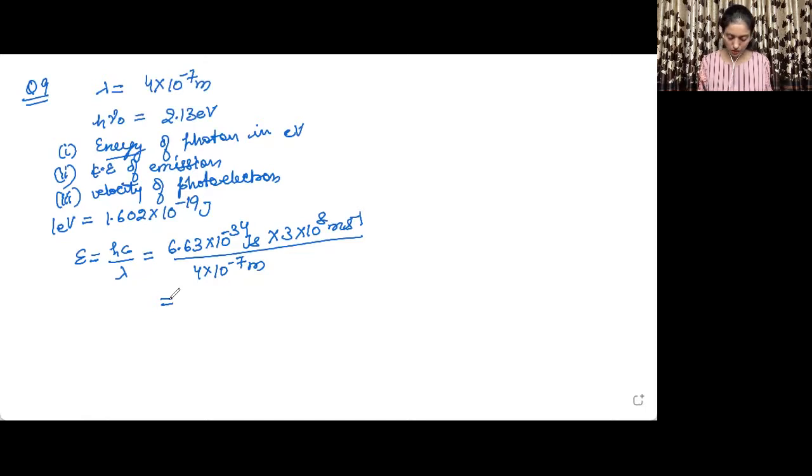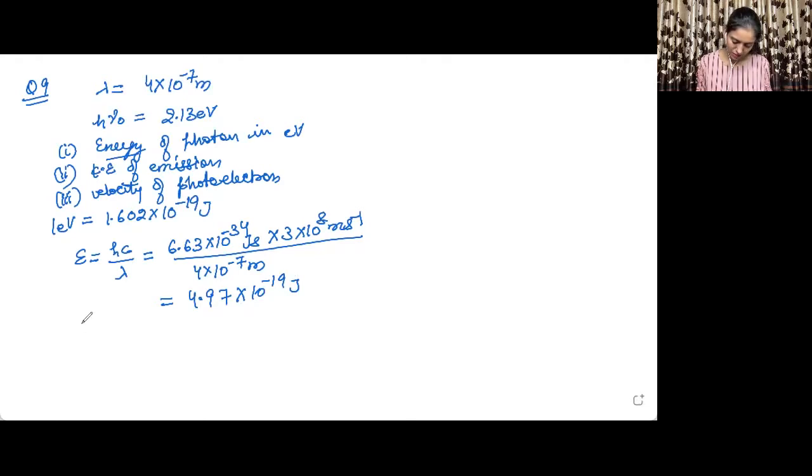So 6.63 multiplied by 3 divided by 4, it is coming out to be equal to 4.97 multiplied by 10 raised to the power. So it will be 8 plus 7, 15. So 34 minus 15. So minus 34 plus 15 gives minus 19. So this is the energy.